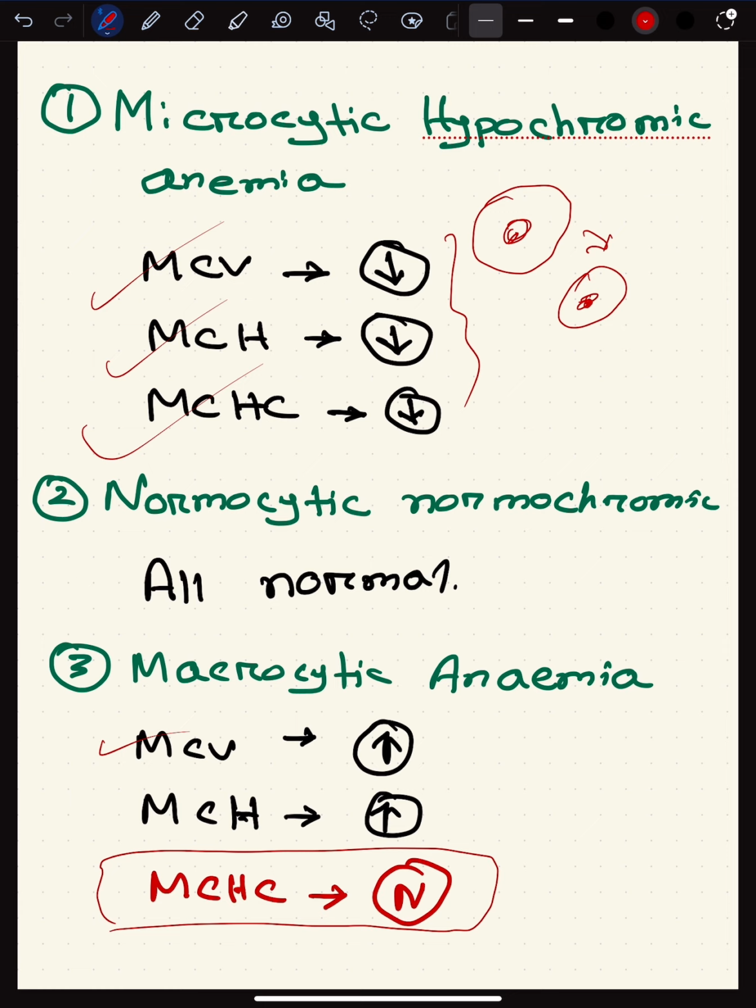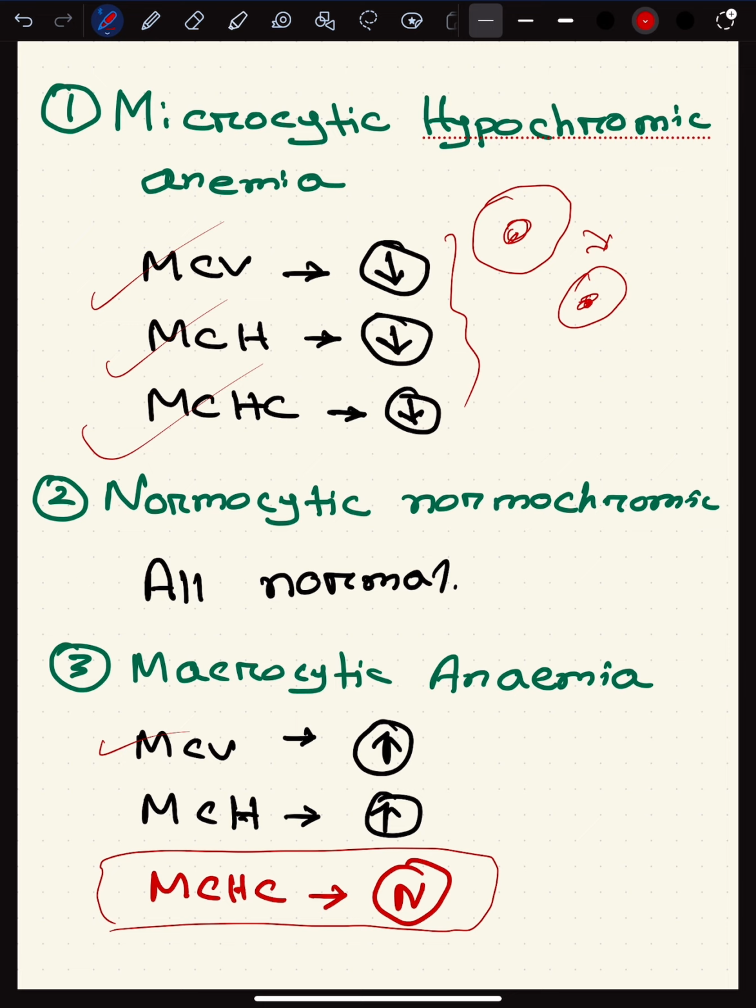In normocytic normochromic anemia, what does it mean? That means you are a normal person. I'm cutting your hand, so your hand is pouring with blood, lots of blood is out of your hand. That's why you have anemia, but there is no change in RBC size, shape, or anything else. So this will be called normocytic normochromic anemia.